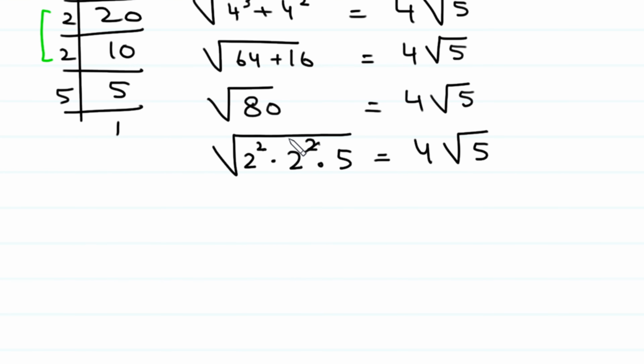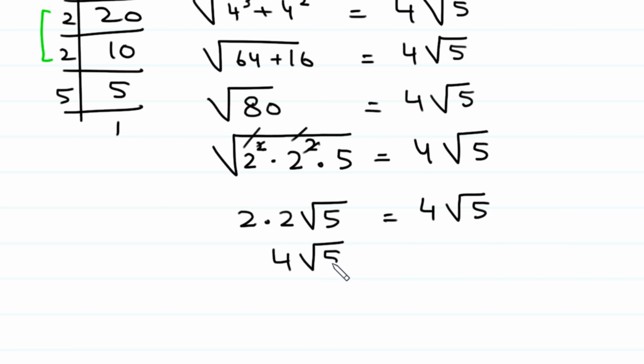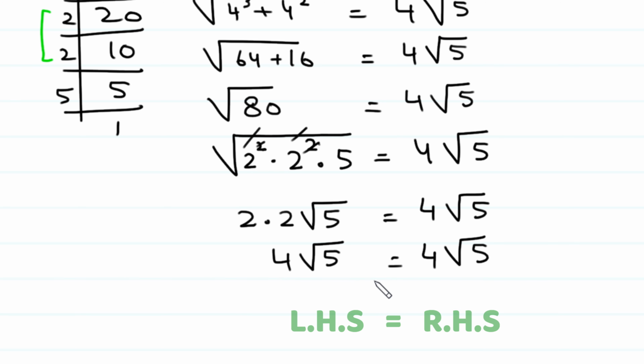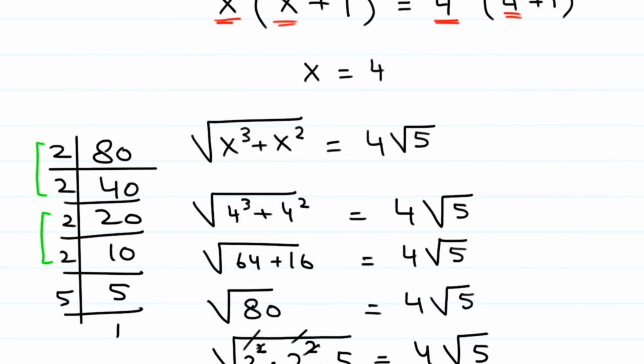Next, this square is cancelled with the square root, and this square is cancelled with the square root, and here left 2 times 2 times square root of 5 is equal to 4 times square root of 5. 2 times 2, 4 times square root of 5 is equal to 4 times square root of 5. From here you can see that left hand side is equal to right hand side. So it is proved that the value of x is 4.